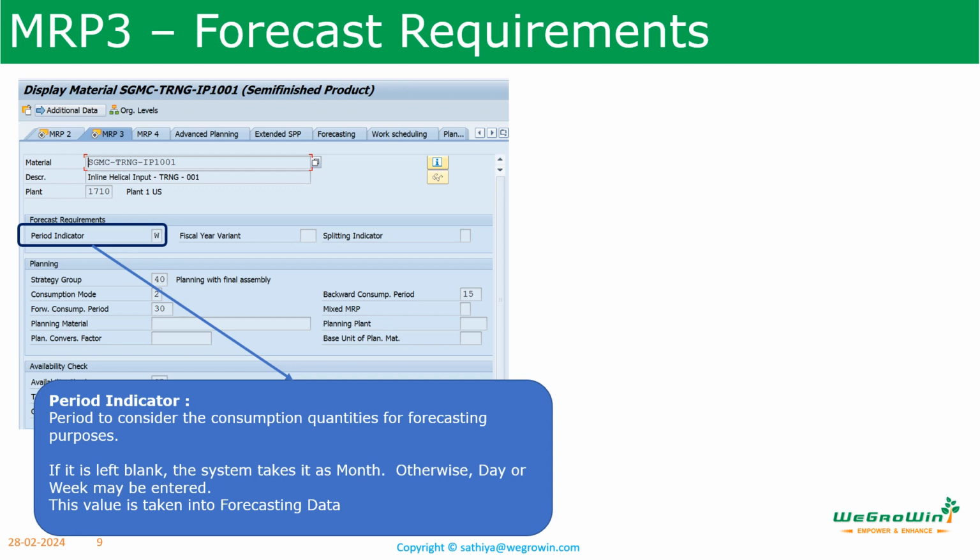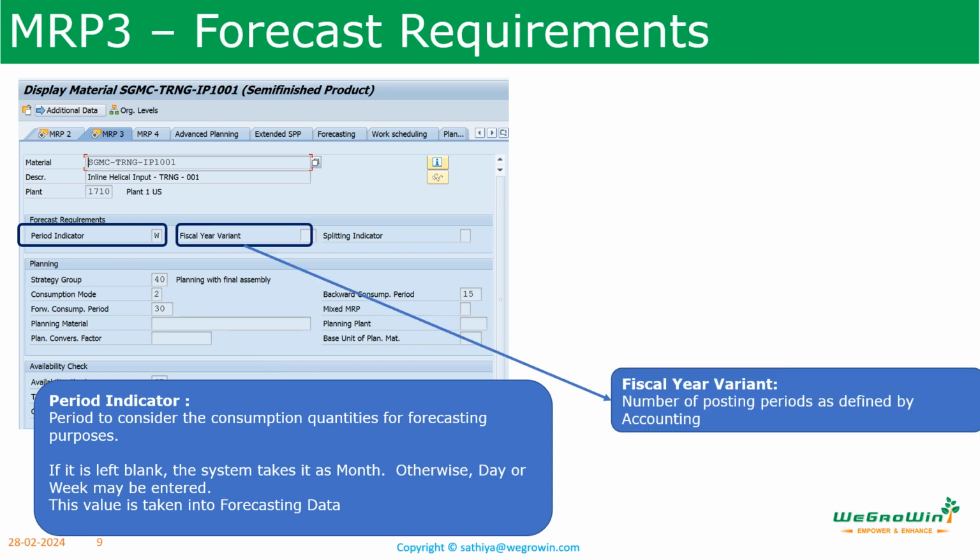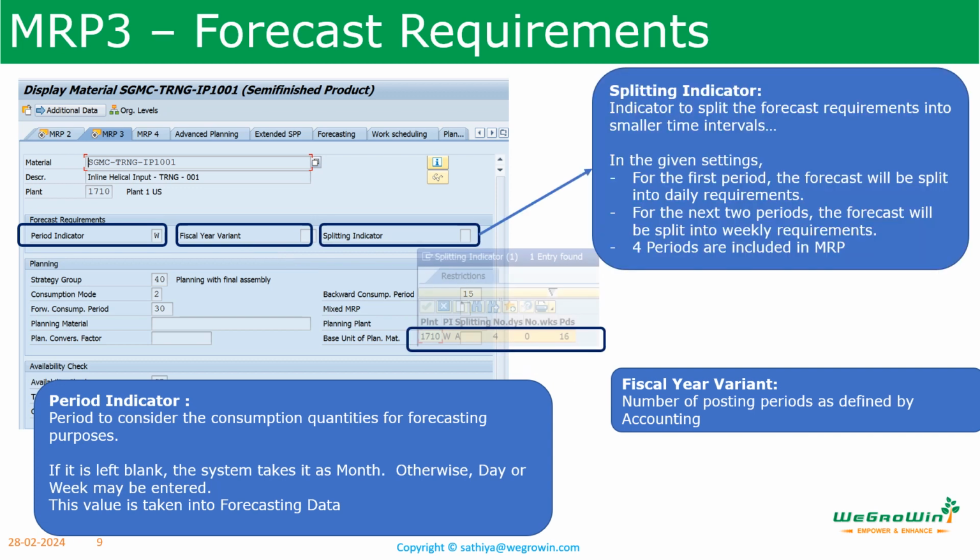Here we have the period indicator. This period indicator says which kind of period we need to consider for the consumption quantities for forecasting purposes. If it is blank, the system takes it as month. Otherwise, day or week may be entered. So this value is taken into the forecasting data view. And then the fiscal year variant. This is the number of posting periods as defined by the accounting team.